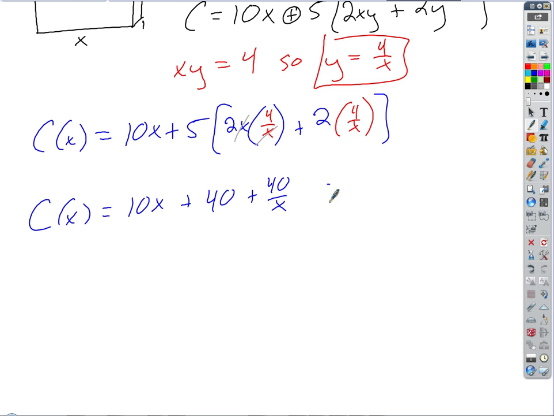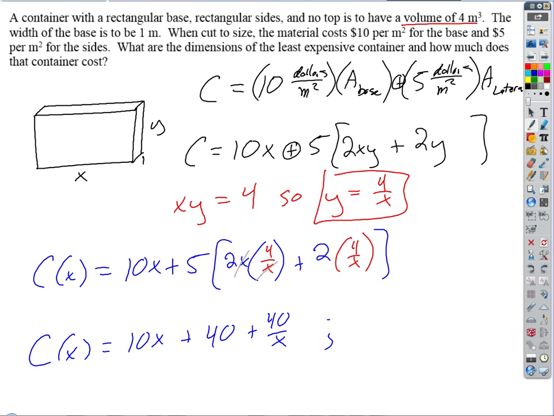Okay, and what's my domain going to be? X could approach 0, right? If x approaches 0, that's okay, that just means y is going to get big. How big would y get? Well, that's the volume though, right? If I make the base of this thing infinitely narrow this way, that's going to squeeze that volume up pretty high, isn't it? How high? Infinitely high, right?